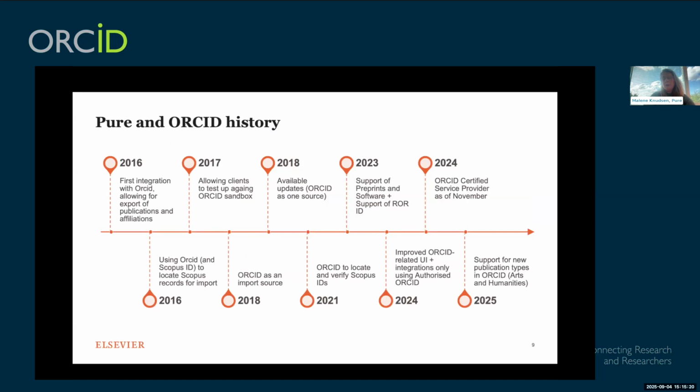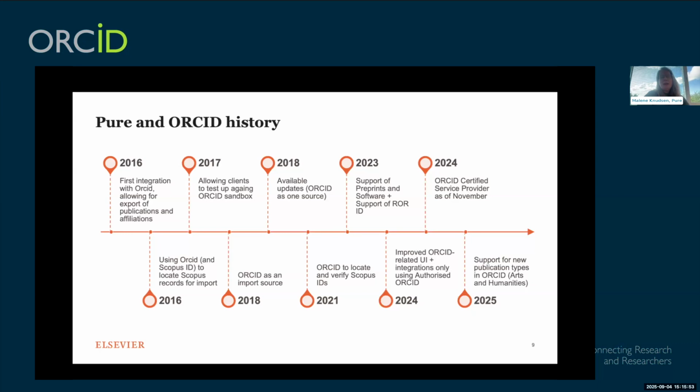I said that I have been working with Pure for about 25 years. Pure as a system has existed for a little less than 25 years. And we have integrated with ORCID since 2016. This was where we built our first direct ORCID integration. And the first thing we did was allow for exporting data from within Pure, so data that has been collected in Pure, we could push out to the researcher's ORCID profile, so he didn't have to type that in again if it already existed in Pure.